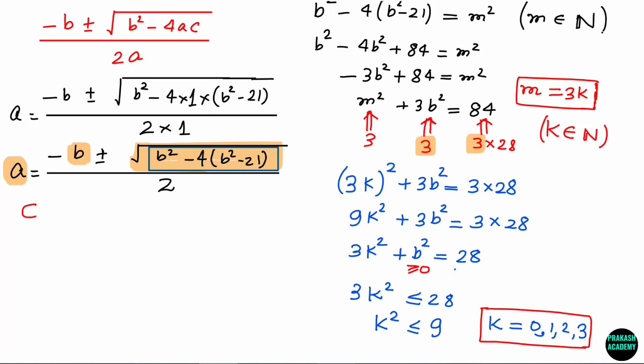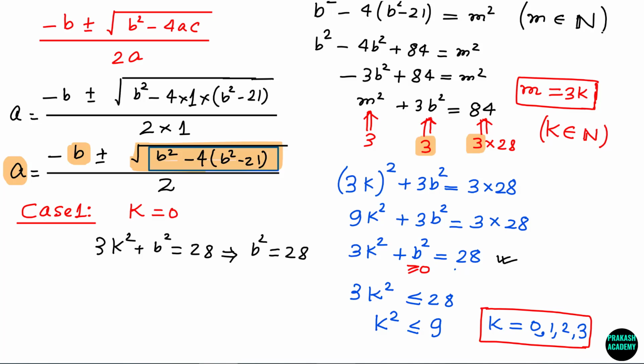So let us consider the first case. In this case you have k is equal to 0. So if k is equal to 0, what will be the value of b? If you remember, we have this expression, 3k square plus b square is equal to 28. This means if k is equal to 0, b square is 28. This means b is the square root of 28. But b is an integer. So this is not a possible solution. b has to be an integer. Now let us consider case 2.